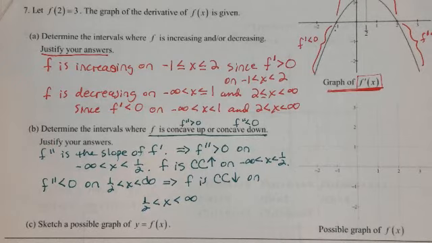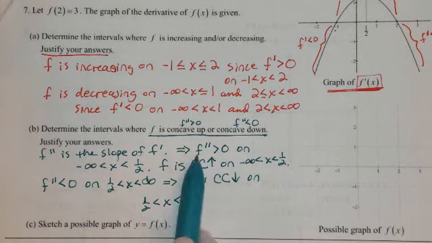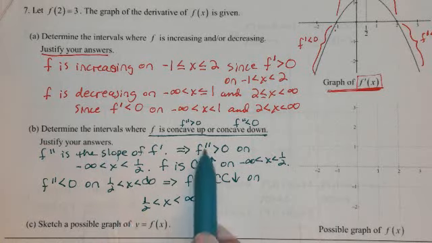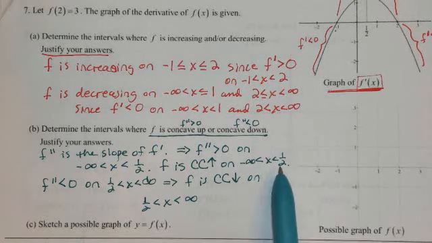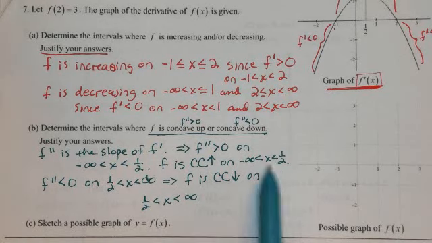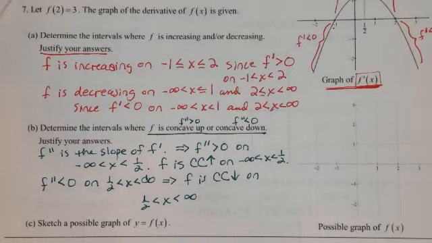Okay? Did we justify the answers? Yes, we did, because we talked about f double prime, what it is, and what's happening during concavity. Notice that nowhere did I use the word it. And notice for concavity, I did not include my boundaries.